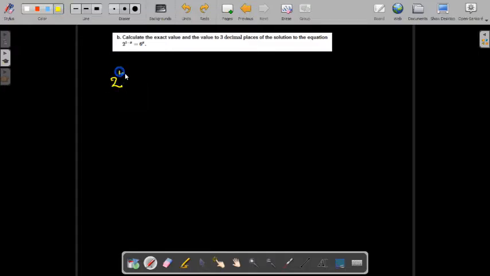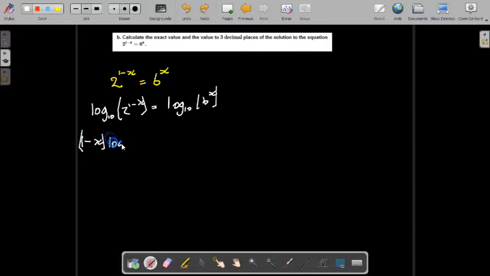So we've got 2 to the 1 take x equals 6 to the x. And I'm going to take the log base 10 of both sides. So I get log base 10, 2 to the 1 take x equals log base 10, 6 to the x. Using our log laws, we get 1 take x out the front. Log base 10, 2.